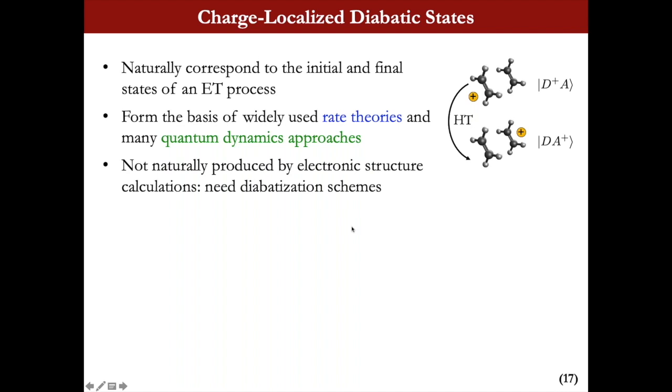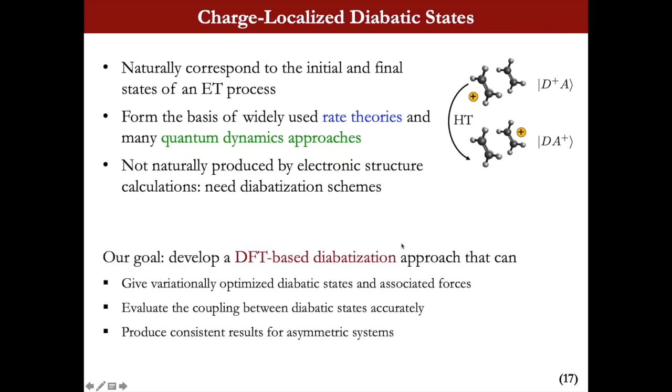However, these diabatic states are not naturally produced by electronic structure calculations, and special treatments are needed, which are the diabatization schemes. And our goal is to develop a DFT-based diabatization approach, which can give variationally optimized diabatic states and get easy access to the associated nuclear forces. And we also hope to evaluate the couplings between the diabatic states accurately and also produce consistent results for asymmetric systems, because this is not satisfied by some of the available methods.